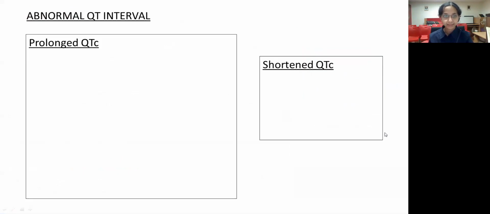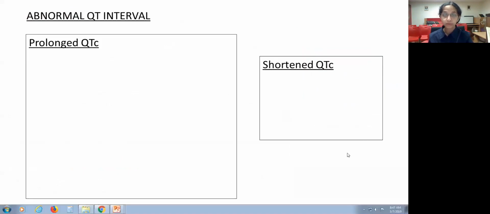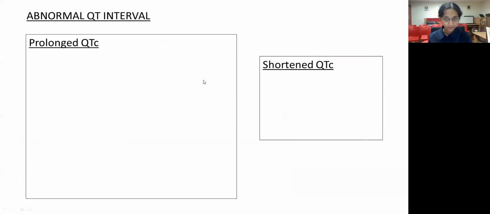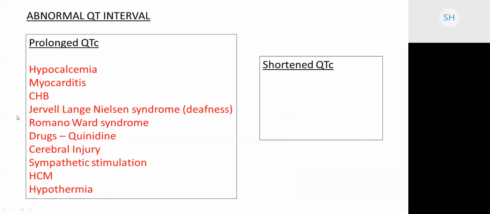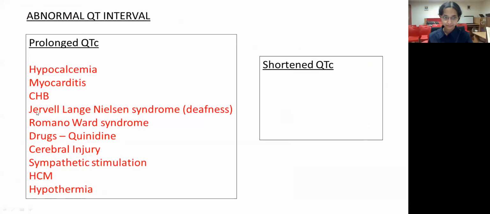Now with this understanding, what could be abnormal QT? Abnormal QT could be either the corrected QT is prolonged or the corrected QT is shortened. Yes, we can have a short QTC also. QTC is prolonged typically in hypocalcemia or certain drugs like quinidine, or it can happen in situations where you have syndromes like JLN syndrome or Romano-Ward syndrome. It can happen in myocarditis, heart block, or hypertrophic cardiomyopathy.